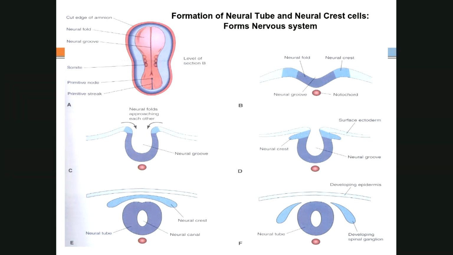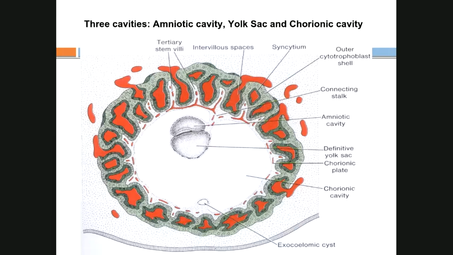This is the picture which gives you an idea about the three cavities, because we are going to discuss the layers in separate slides and their derivatives. Let's conclude this part about the cavities. As you can see in this slide, there are three cavities. You can see the big cavity, which is chorionic cavity, and within this big cavity you see floating clear cavities, a small cavity above and a little bigger cavity below.